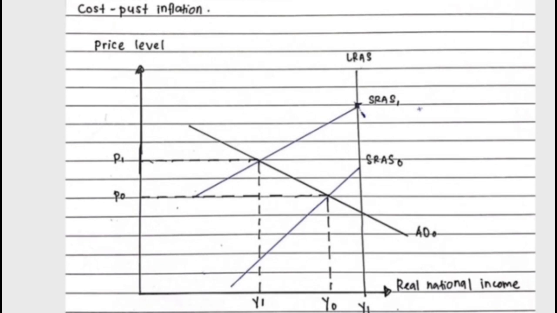The initial economy is at short-run aggregate supply 0, intersecting with aggregate demand 0, with the equilibrium price of P0 and real output of Y0. When there is cost-push inflation due to the increase in the cost of production, the short-run aggregate supply curve will shift leftwards from short-run aggregate supply 0 to short-run aggregate supply 1, thus pushing the price level up to P1 and reducing the real output to Y1.